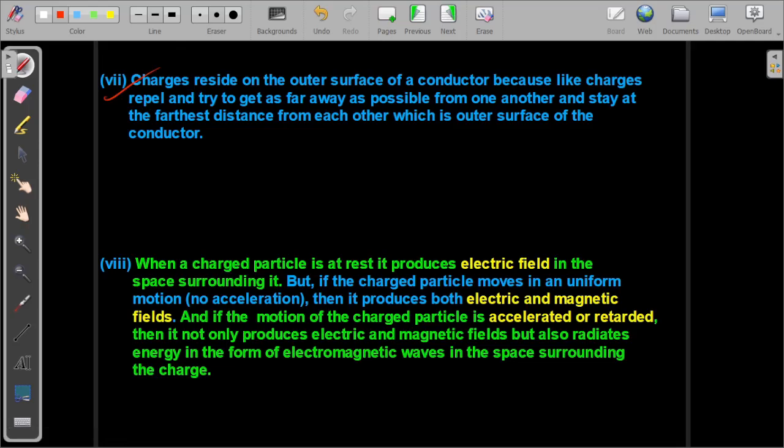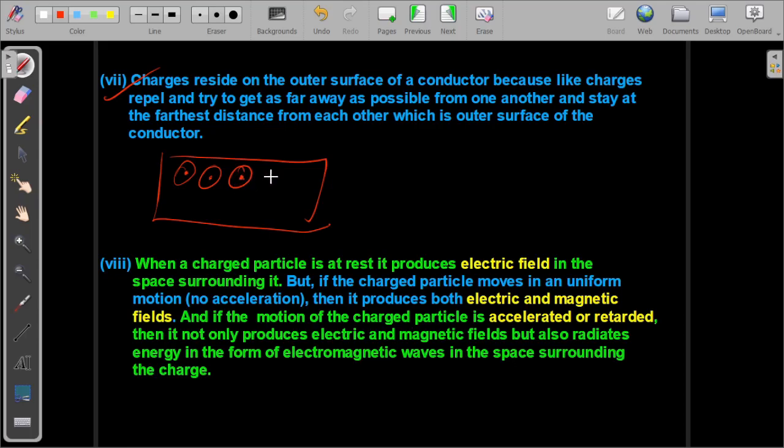Charges reside on the outer surface of a conductor because like charges repel and try to get as far away as possible from one another and stay at the farthest distance from each other, which is the outer surface of the conductor. Understood? What is written here? Suppose this is a conductor, and there are many atoms, and those atoms have a nucleus.